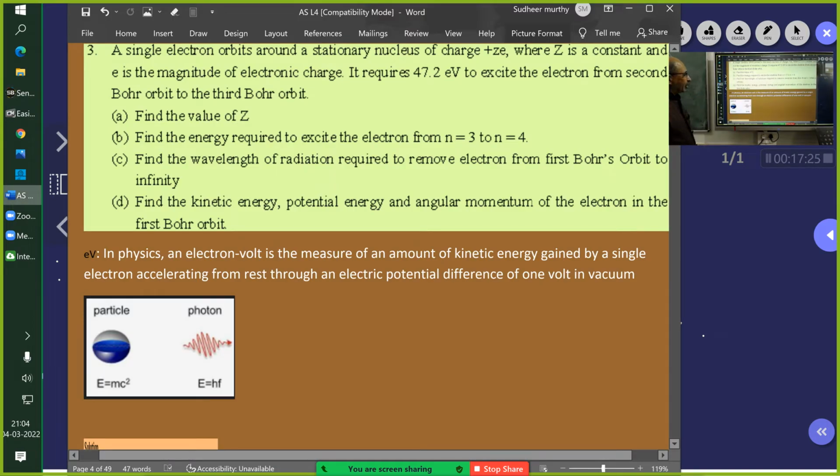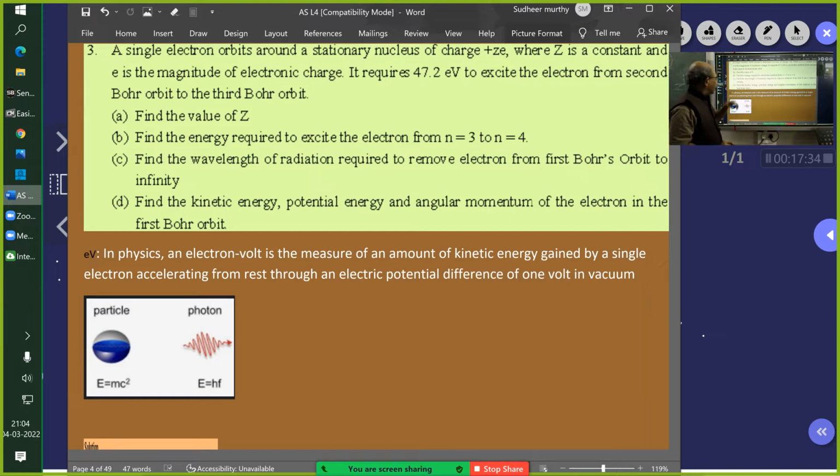Then find the wavelength of radiation required to remove the electron from the first orbit to infinity. What is this? De Broglie's wavelength we can use, sir. Pardon? De Broglie's wavelength, sir, 1 by lambda is equal to RH into 1 by n1 square minus 1 by n2 square. What is the de Broglie wavelength? There is no de Broglie wavelength here.